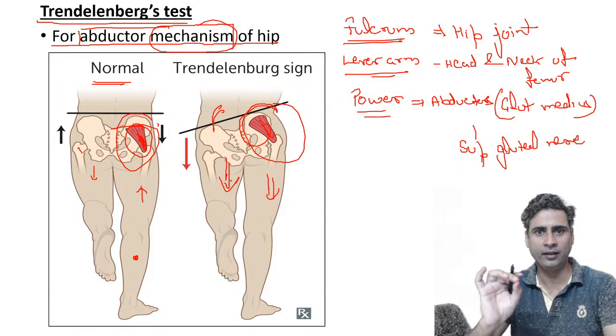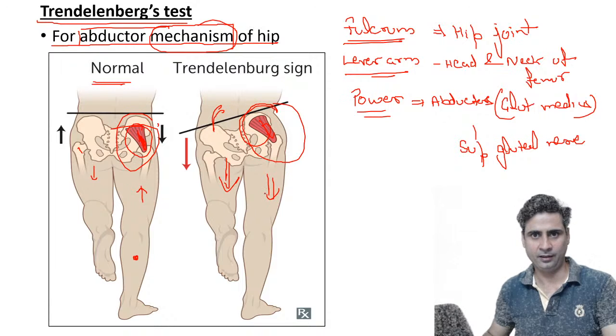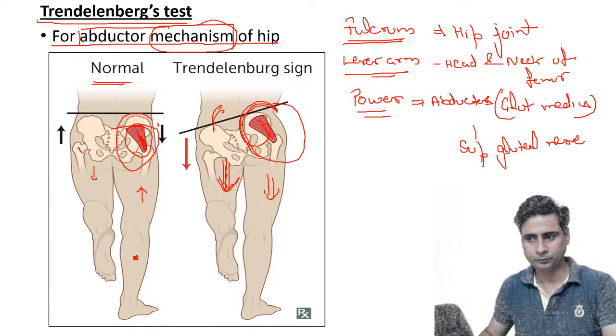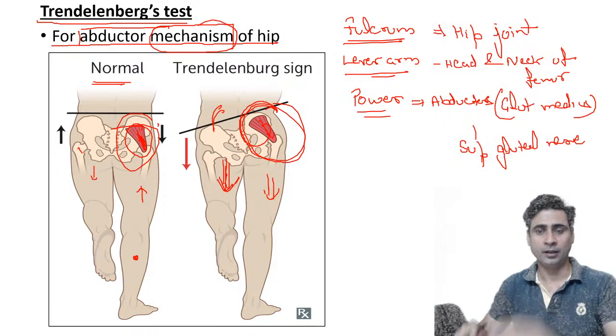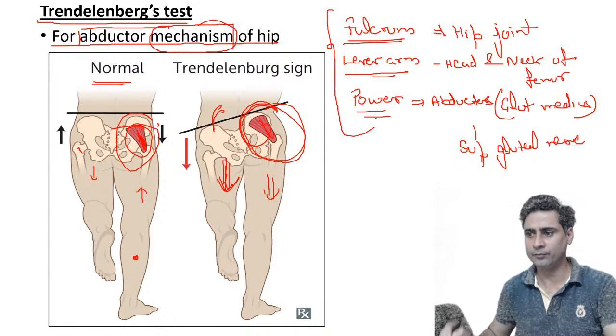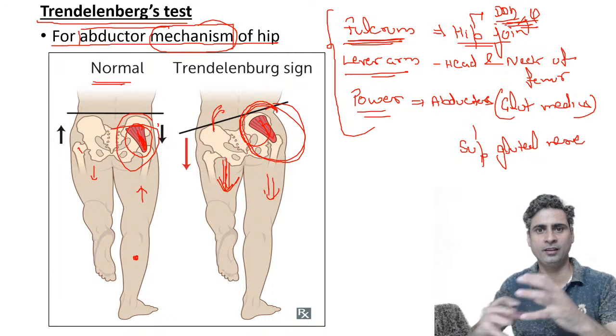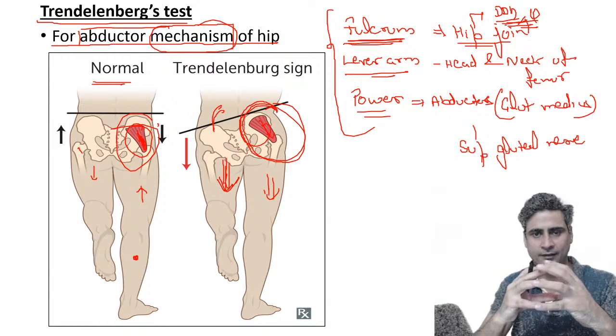This is a positive Trendelenburg test. So on standing on the affected side, the opposite side pelvis will sag down because there is a defect in the abductor mechanism. Now this defect may be due to involvement of any of these. For example, if the fulcrum is defective, that is, there is a problem in the hip joint like developmental dysplasia of the hip or dislocation of any type, the fulcrum is not in its normal place.